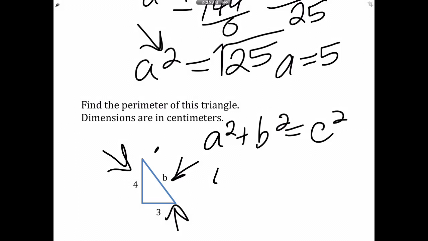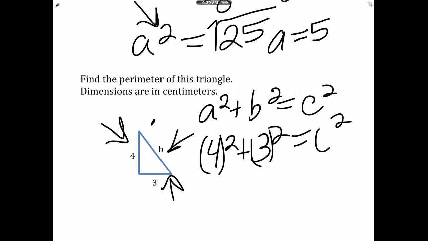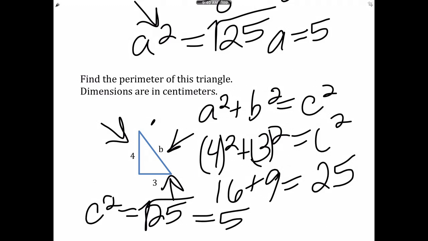So we have 4 squared plus 3 squared equals c squared. So 4 squared is 16 plus 9 equals 25. Of course, we want to take the square root of that to find the actual side length. So c squared equals 25. We take the square root of 25 to equal 5. So, of course, if you found the perimeter, you would just have to do 4 plus 3, which is 7, plus 5. The perimeter is 12 centimeters.